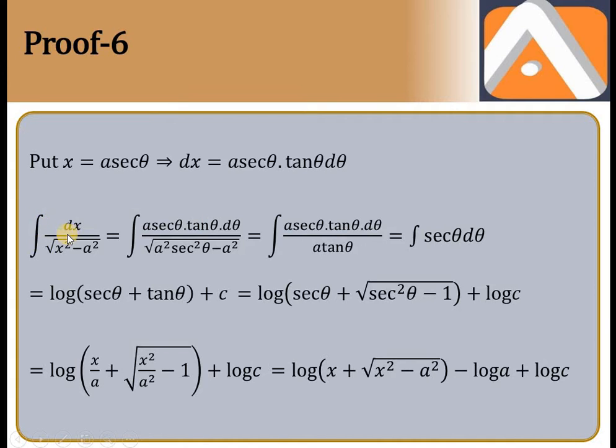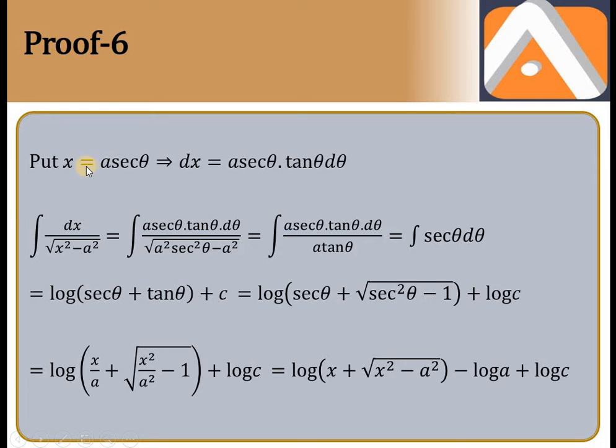Replace all this: integral dx replaced by a sec theta tan theta d theta, divided by under root. Now x square value is a square secant square theta minus a square. So take a square common, it will come outside and it becomes secant square theta minus 1, under root is tan theta. So now a gets cancelled, tan theta gets cancelled, again integration of secant theta. Integration of secant theta is log of secant theta plus tan theta.